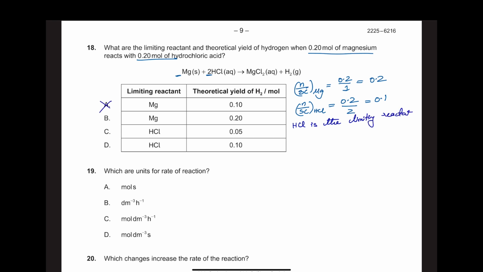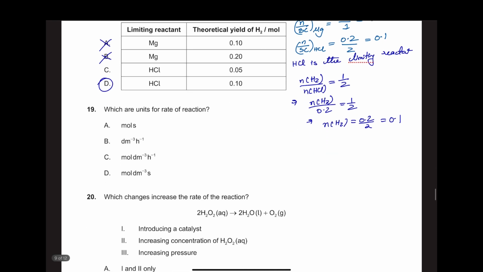I can eliminate option A and B. Now we need to find the moles of H2. We can use the molar ratio. Moles of H2 over moles of HCl would be 1:2. So moles of H2 divided by 0.2 is 1:2. Moles of H2 would be 0.2 over 2, which gives you 0.1. Answer would be option D.